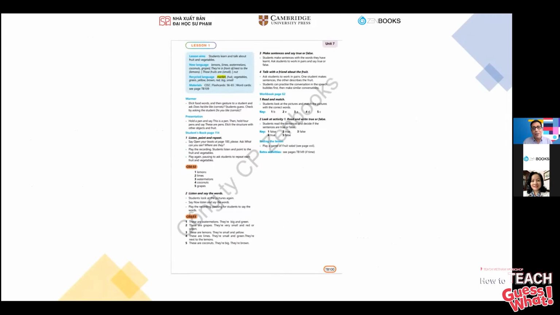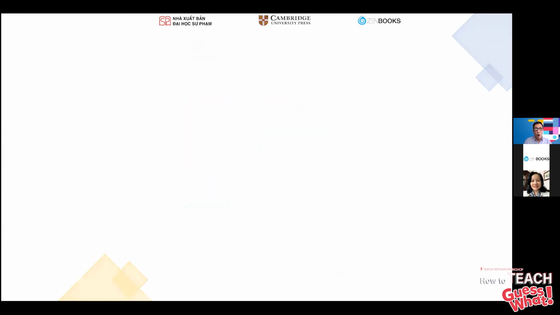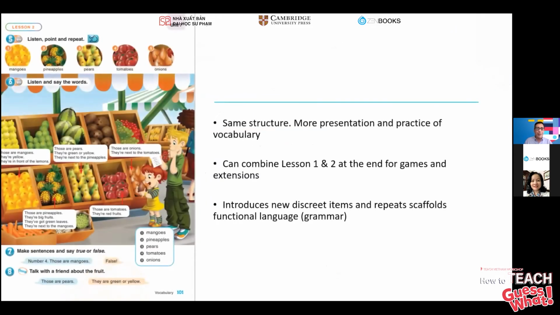All of that, I just wanted to show you, we've outlined very clearly in the teacher's book. You can see the warmer, the presentation, how to use the student's book, the workbook links, and even ending the lesson, play a game of fruit salad, or those extra activities, they're given there for you in the teacher's book already, so that you as a teacher, if you choose to use it, have it already planned and designed for you. I hope you like that. I hope you're excited about that.